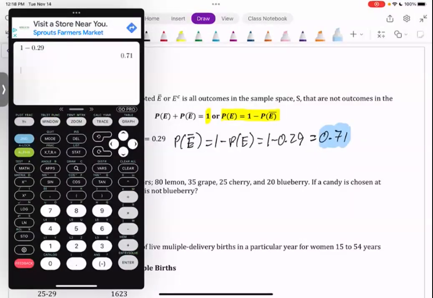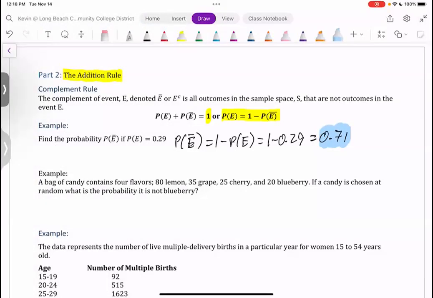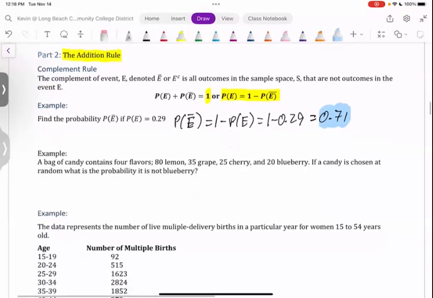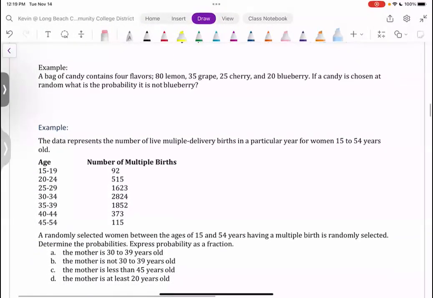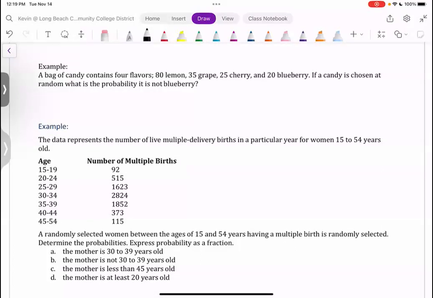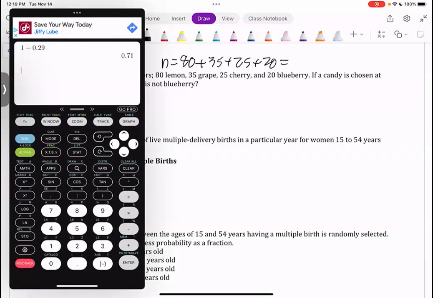Now, there's many uses for the complement, and we will use it a couple of different ways here. So for our next example, we have a bag of candy, and there are 4 flavors: lemon, grape, cherry, and blueberry. I want to know what the total is. That's going to be 80 plus 35 plus 25 plus 20. That's going to be my denominator here. So 80 plus 35 plus 25 plus 20 is 160.